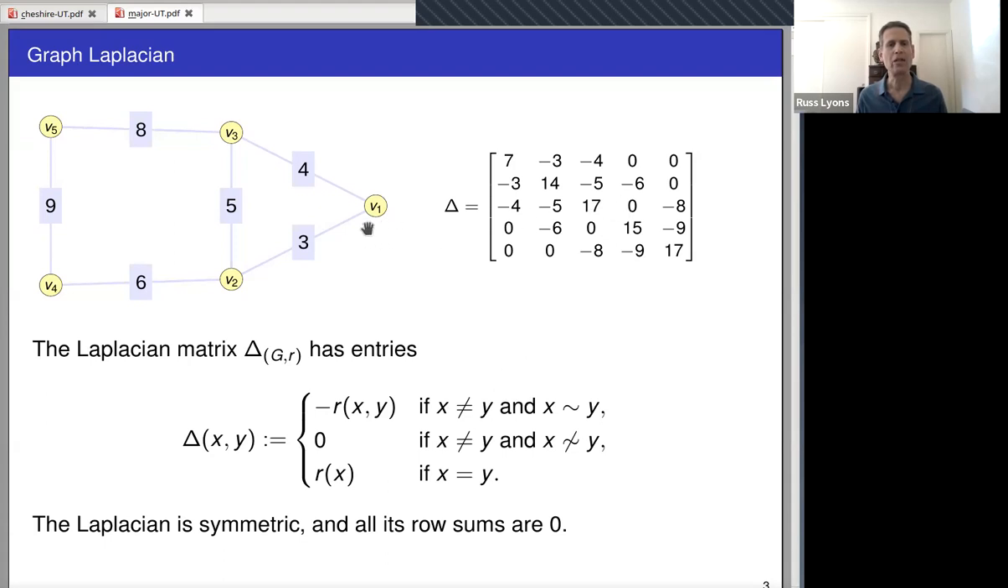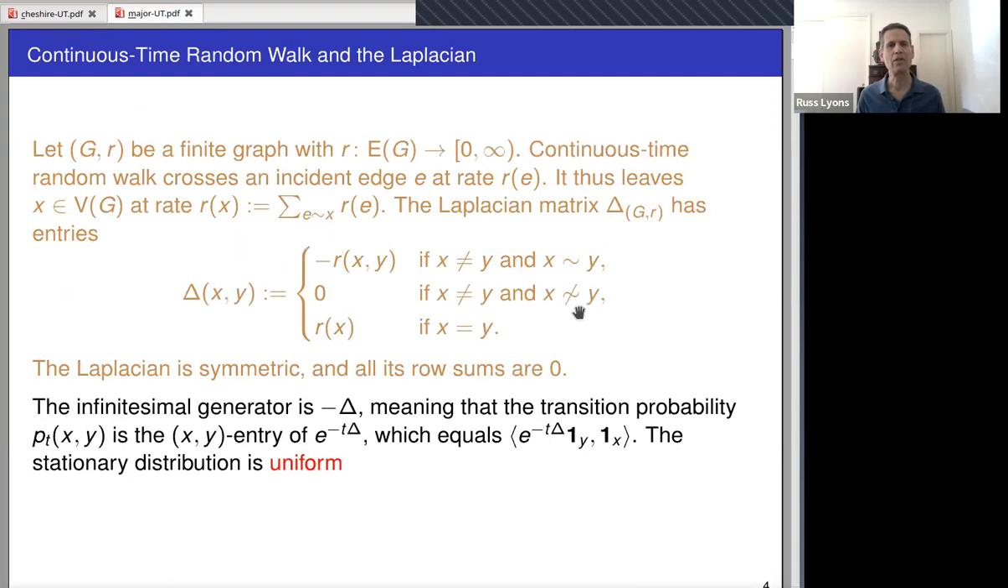So for an edge that has some rate on it or weight, you put negative that amount. So in this case, it's V1, V2. So the rows and columns are indexed by the vertices. You put negative the rate on those entries. If there's no edge, you put 0. And on the diagonal, you put the sum of the rates, R of X. So therefore, this matrix is symmetric, and all the row sums are 0. So here I've just repeated in light brown what I've said.